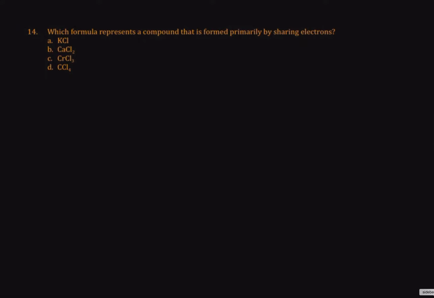Which of these is formed by sharing electrons? Sharing electrons means it's a covalent compound. Okay, covalent compounds are always made of two non-metal elements. So basically two elements from that same area of the periodic table, which is top right.